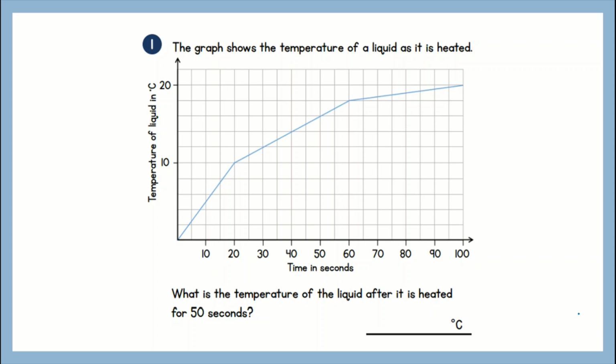Now we are asked, what is the temperature of the liquid after it is heated for 50 seconds? 50 seconds is here. We're going to draw our dotted line all the way until we reach the line, and draw our dotted line across, and we reach here. Now we need to work out what each of these lines represents. So we have 1, 2, 3, 4, 5 lines. If we do 10 divided by 5, we can work out what each of the lines represents. 10 divided by 5 is 2. So each of these lines represent 2. 0, 2, 4, 6, 8, 10, 12, 14, 16. After 50 seconds, the liquid is at 16 degrees Celsius.